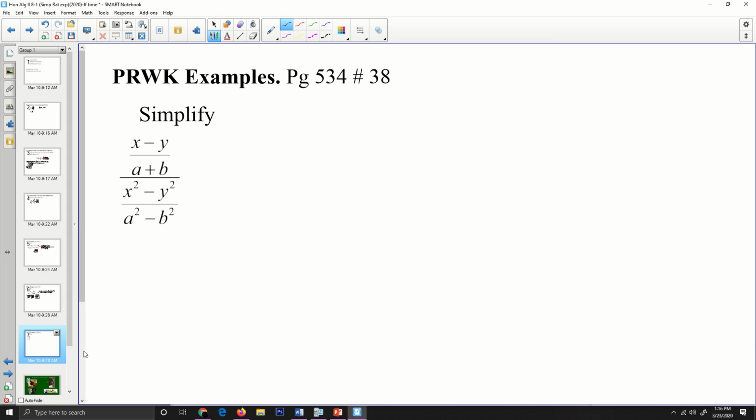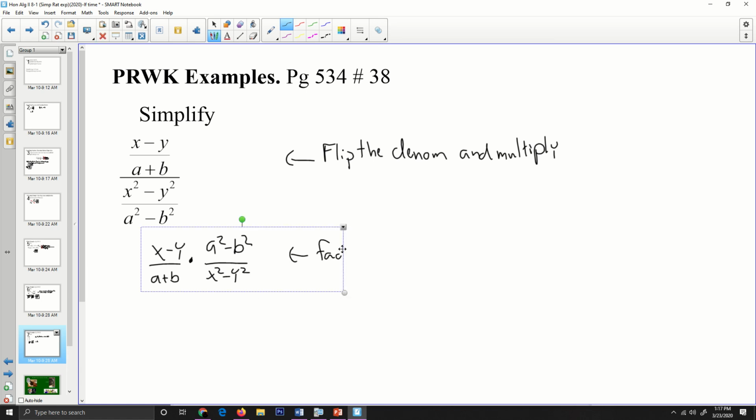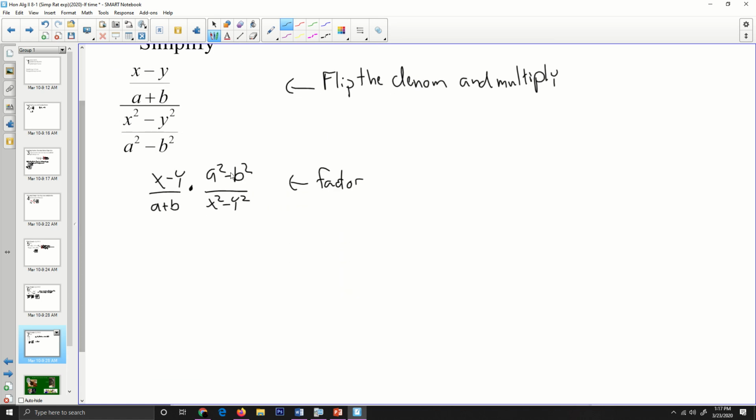All right, this last one, again, simplify. And from the last one, we're dividing a fraction by a fraction. So again, in this first one, we are going to flip the denominator and multiply. So I'm going to make this x minus y over a plus b times a squared minus b squared over x squared minus y squared. And here I'm going to factor because I see that a squared minus b squared and x squared minus y squared are difference of squares.